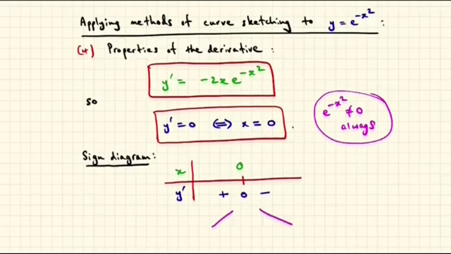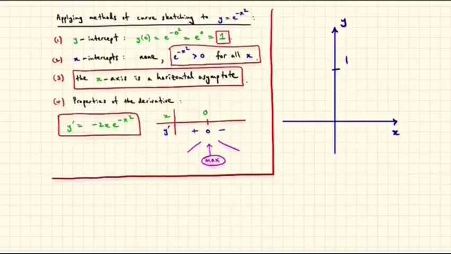We can put this together so far by drawing the axes and noting the y-intercept, the asymptotic behavior of the x-axis, both to the far left and far right, and the fact that there is a turning point at the y-intercept when x equals 0. Because the curve is increasing from the left and decreasing to the right, it's natural to fill in the rest of the curve to obtain this bell shape.